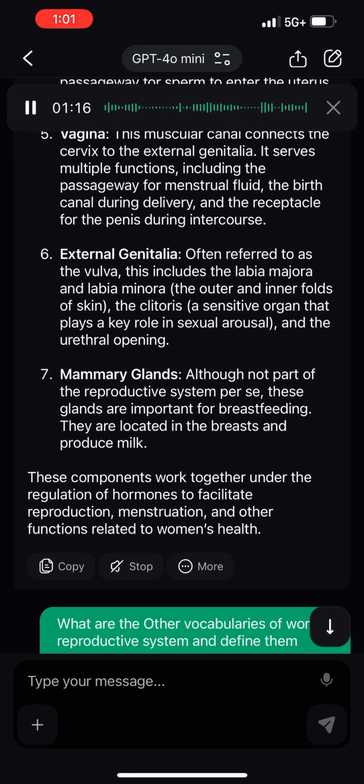6. External genitalia. Often referred to as the vulva, this includes the labia majora and labia minora, the outer and inner folds of skin, the clitoris, a sensitive organ that plays a key role in sexual arousal, and the urethral opening.